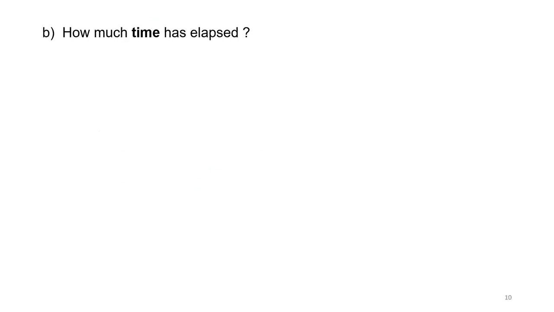Now question B, how much time has elapsed? We use the equation V equals U plus AT. Substitute the value of V from question number A, 22.62, initial velocity 27.78, plus open bracket negative 6.5 close bracket multiply T, and then we get T equals 0.79 seconds.